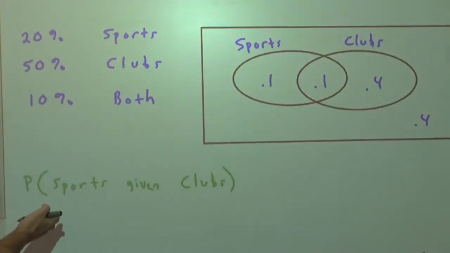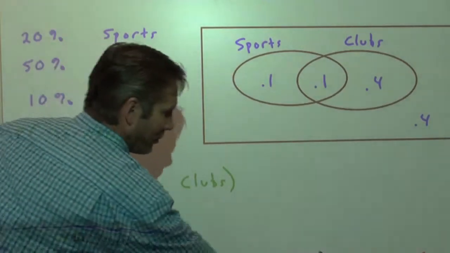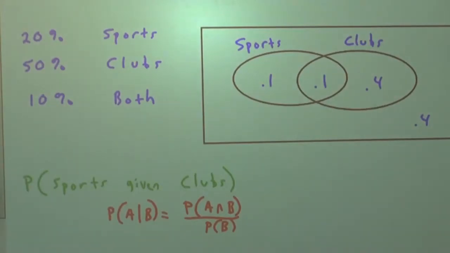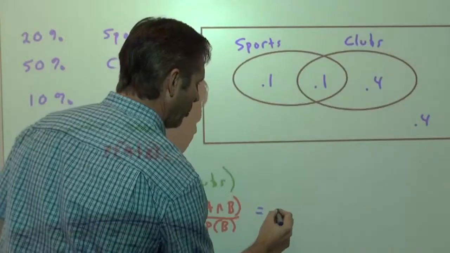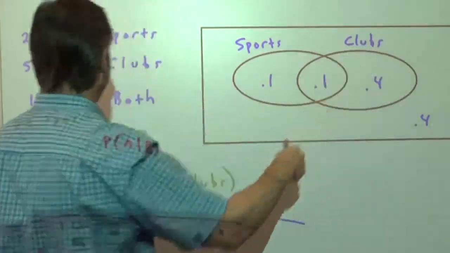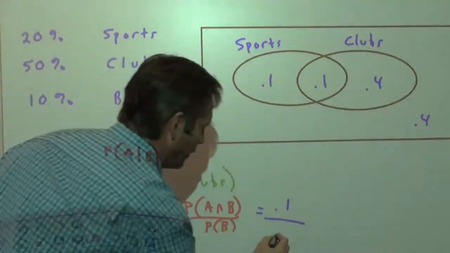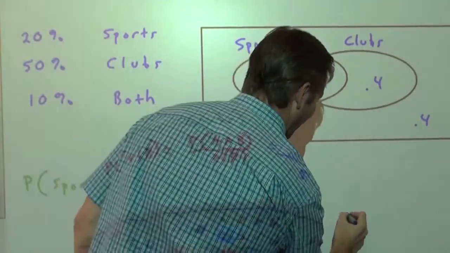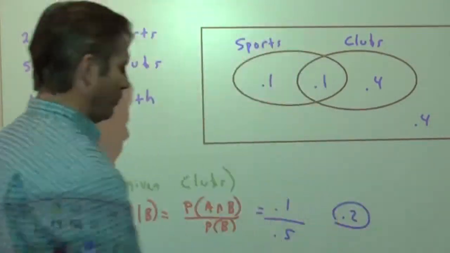Okay, now what's the probability that a person's in sports given that they're in clubs? Well, we got 2 ways to do this. Remember, this is the conditional probability formula. Take the probability of the intersection that they're in both, so that would be the 0.1, and divide it by the probability that someone is in clubs, which altogether is 50%, where it's given to you right here. So you divide that by 0.5, that's 1/5 or 20%. So that would be 0.2 as your final answer.